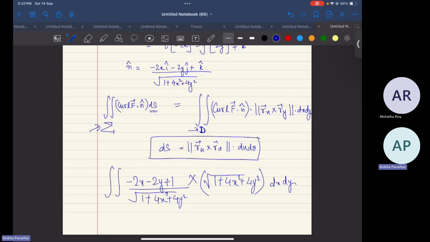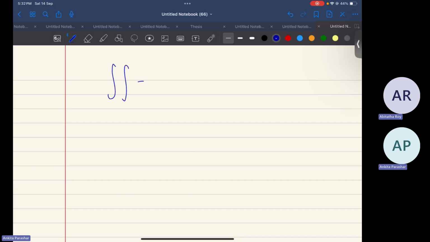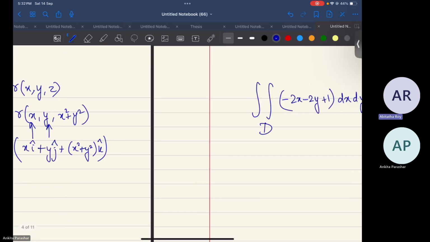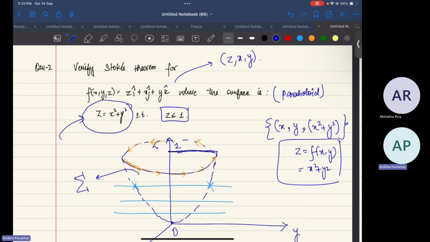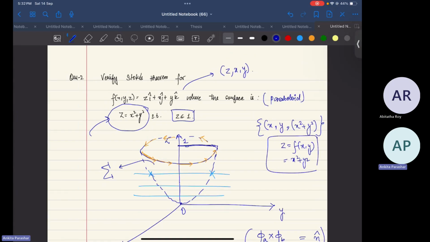Now one has to be careful about looking at the limits, so I'll simply write D for the moment. I will just cancel whatever is being cancelled here. What we are left with is the integral of minus 2x minus 2y plus 1 dx dy over the region D. So let's go back to the question and look at the limits for x and y.